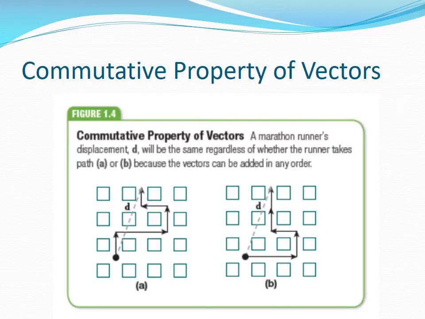When two or more vectors are added, the sum is independent of the order of the addition. This idea is demonstrated by a runner practicing for a marathon along city streets. The runner executes the same 4 displacements in each case, but the order is different. Regardless of which path the runner takes, the runner will have the same total displacement.